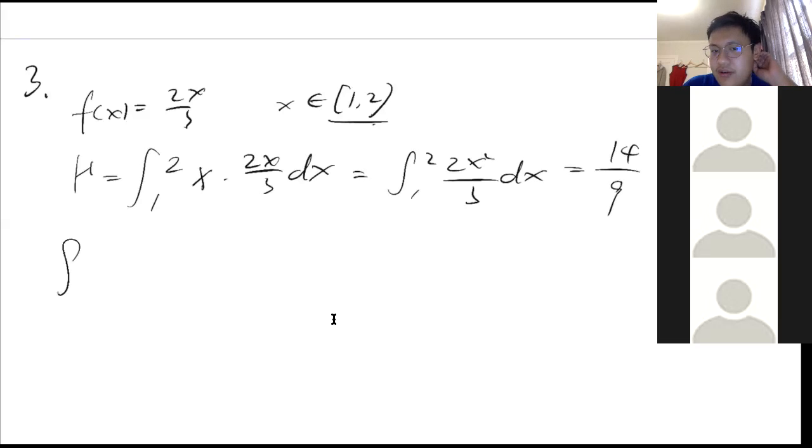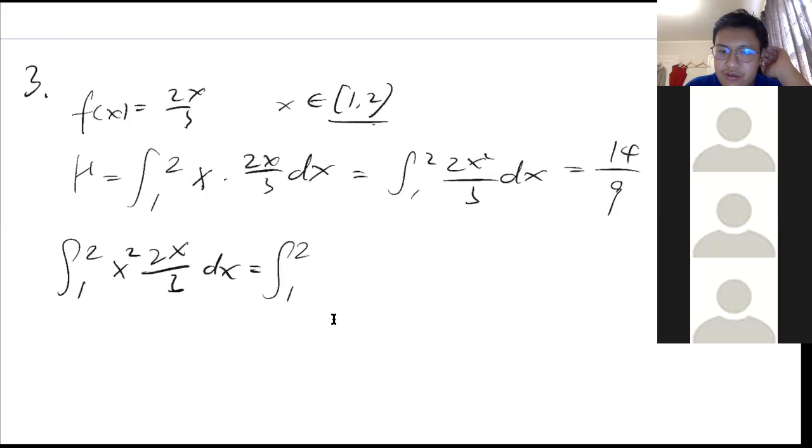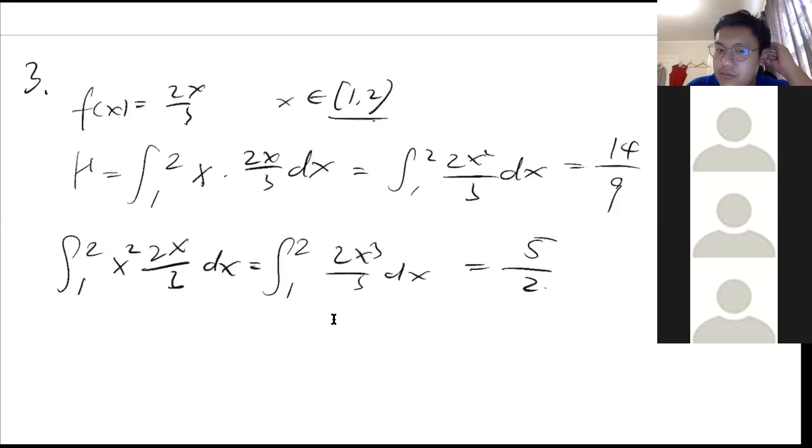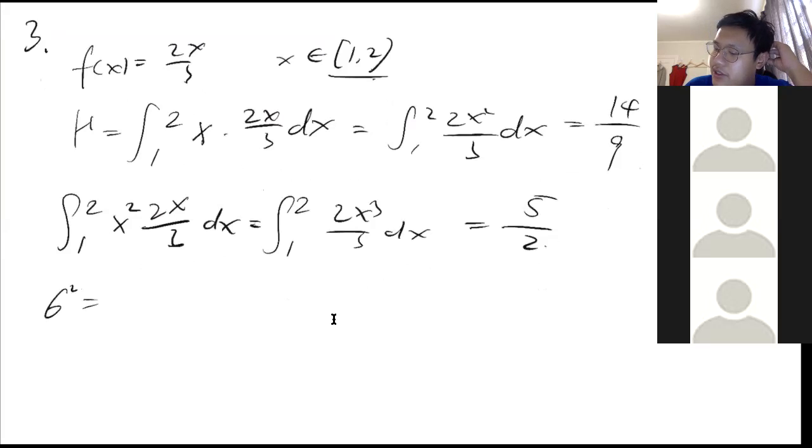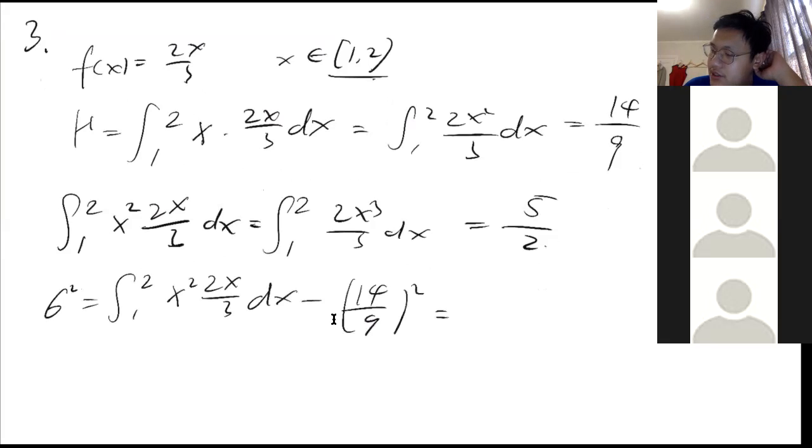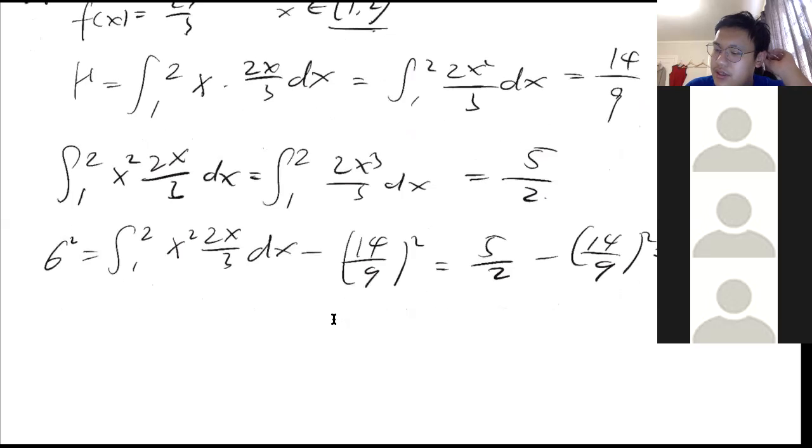And then we want to find the integration from 1 to 2 of x squared f(x) dx, which is 2x over 3 dx, which is calculating the integration from 1 to 2 of 2x cubed over 3 dx. And at last you will find the result is 5 over 2. And the variance is precisely the integral from 1 to 2 of x squared times 2x over 3 dx minus mu squared, which is 5 over 2 minus 14 over 9 squared, which is 13 over 162. So that's the variance.